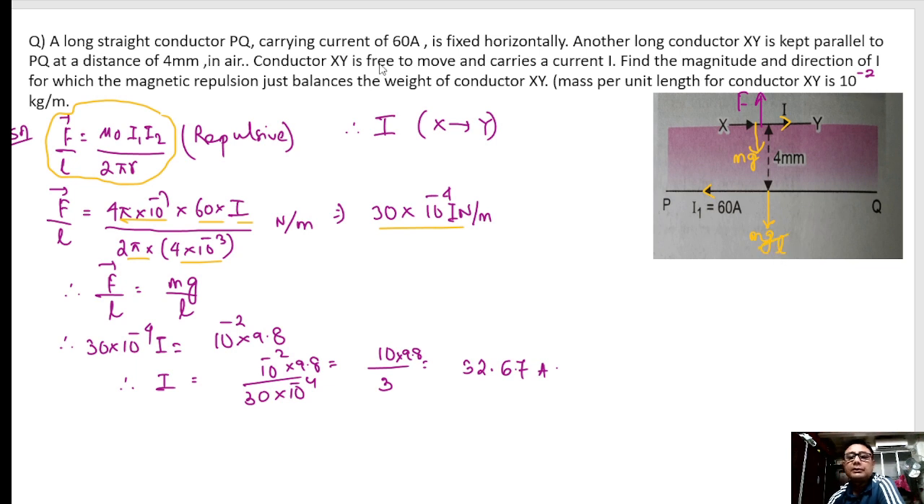So this is given. The mass per unit length of the conductor is given as 10 to the power minus 2 kg per meter. So this force per unit length should balance the mass per unit length. So L will cancel, and then from here I can calculate I.